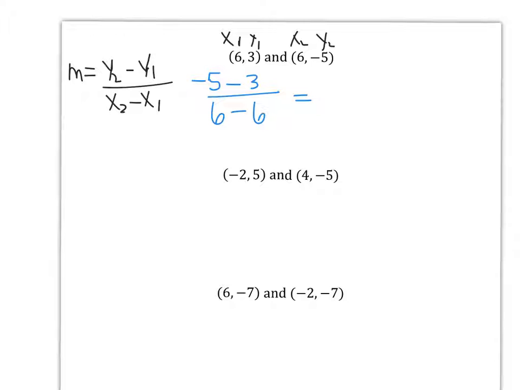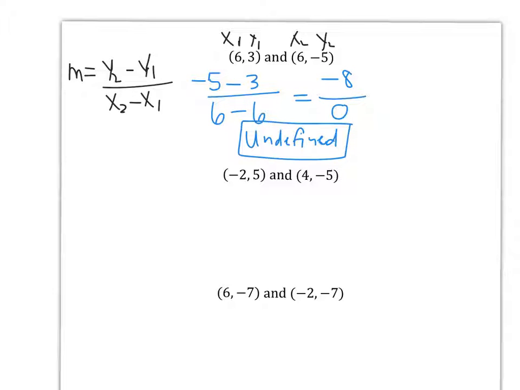And negative 5 minus 3 is negative 8. 6 minus 6 is 0. So negative 8 divided by 0 is undefined. And if you try typing that in your calculator, you'll get error. And that means, not possible, it's undefined.